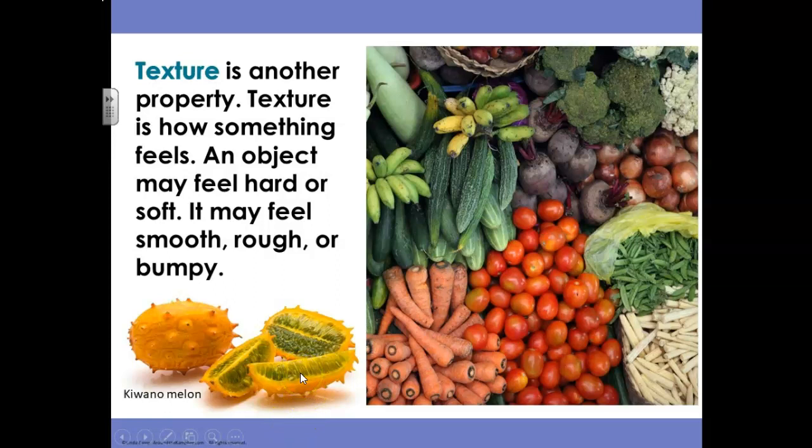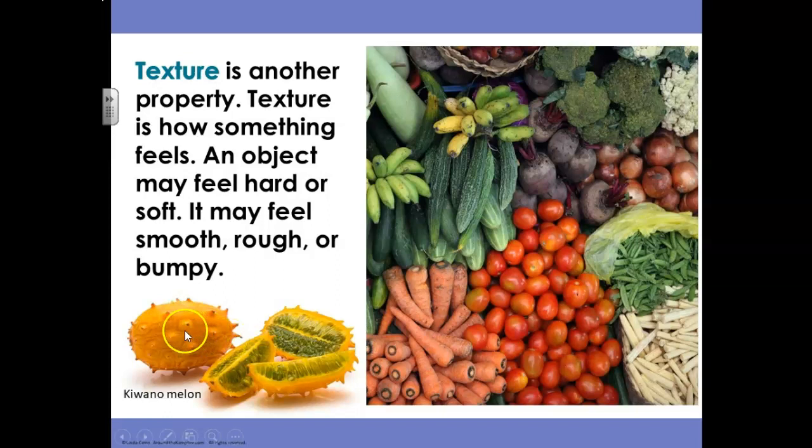Texture is another property. Texture is how something feels. Remember we talked about the texture of the balls yesterday? An object may feel hard or soft. It may feel smooth, rough, or bumpy.